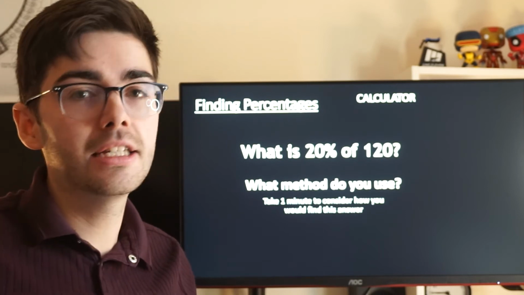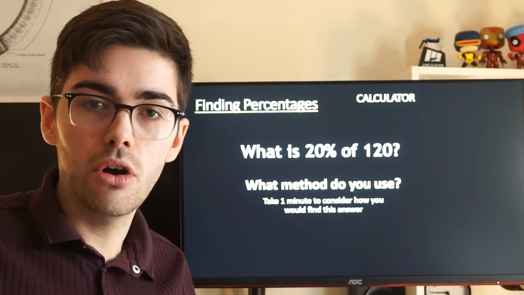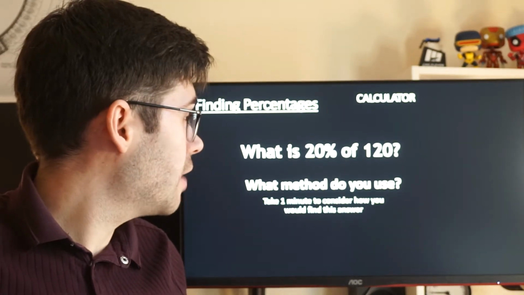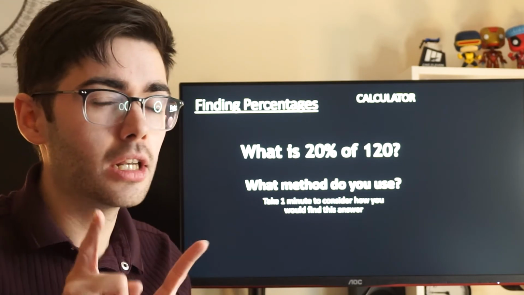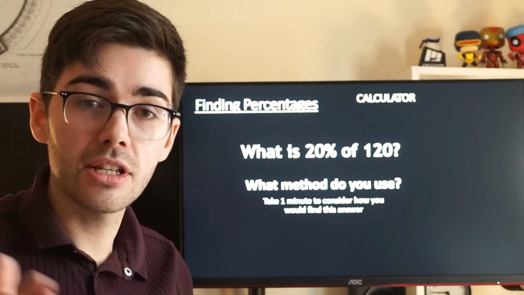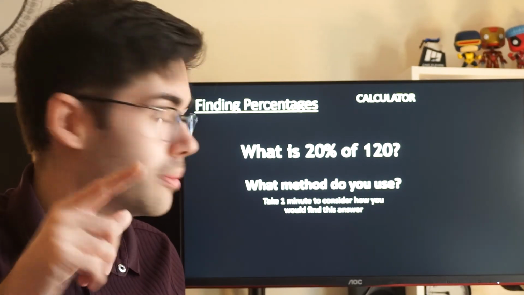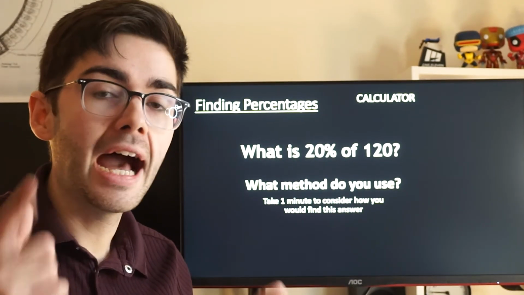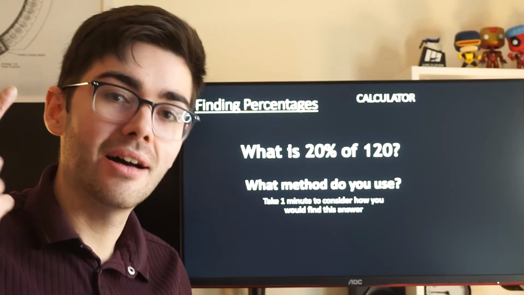So you remember I said, what's the first most important thing we know about percentages? They are out of 100. So 20% of 120, I can think of that 20% as 20 out of 100. Suddenly, what does that sound like? It sounds like a fraction, okay? 20 out of 100. 20 is the top number, 100 is the bottom number. How do I find fractions of amounts? I divide by the bottom, I times by the top.